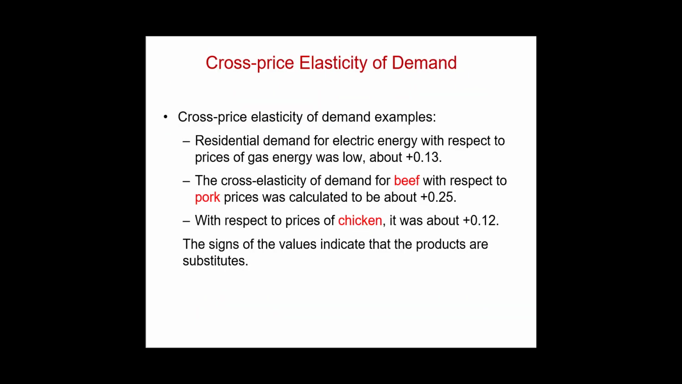These are some examples of cross price elasticity of demand. As you can see, the residential demand for electric energy with respect to price of gas energy is quite low. That's plus 0.13. First thing, it tells us that these two goods, electric energy and gas energy, are substitutes given the sign, but they are not close substitutes.